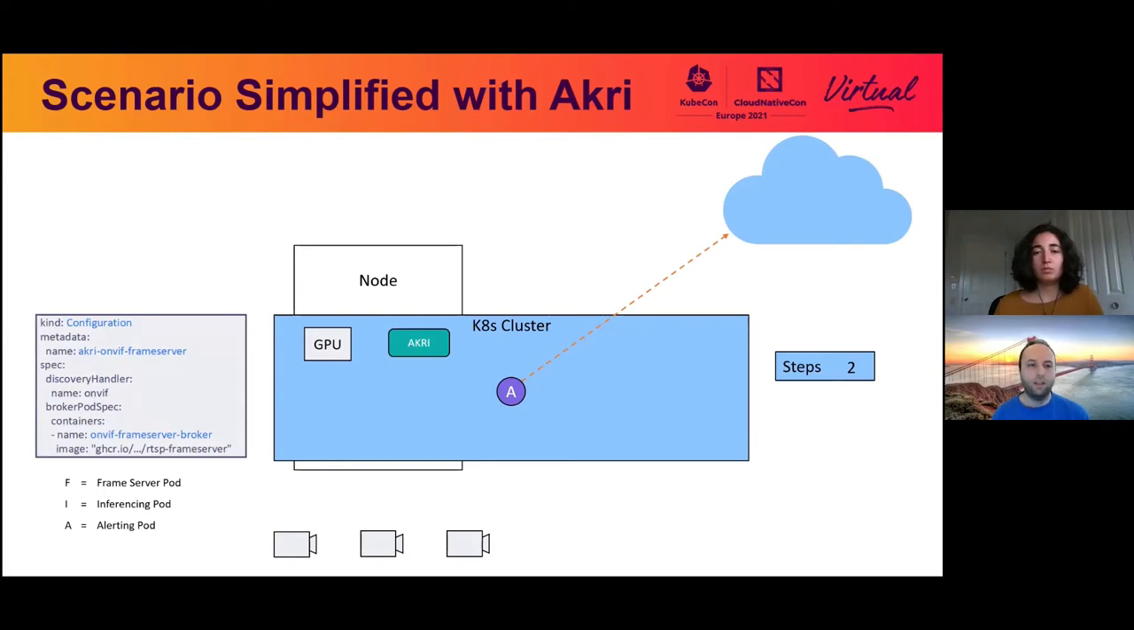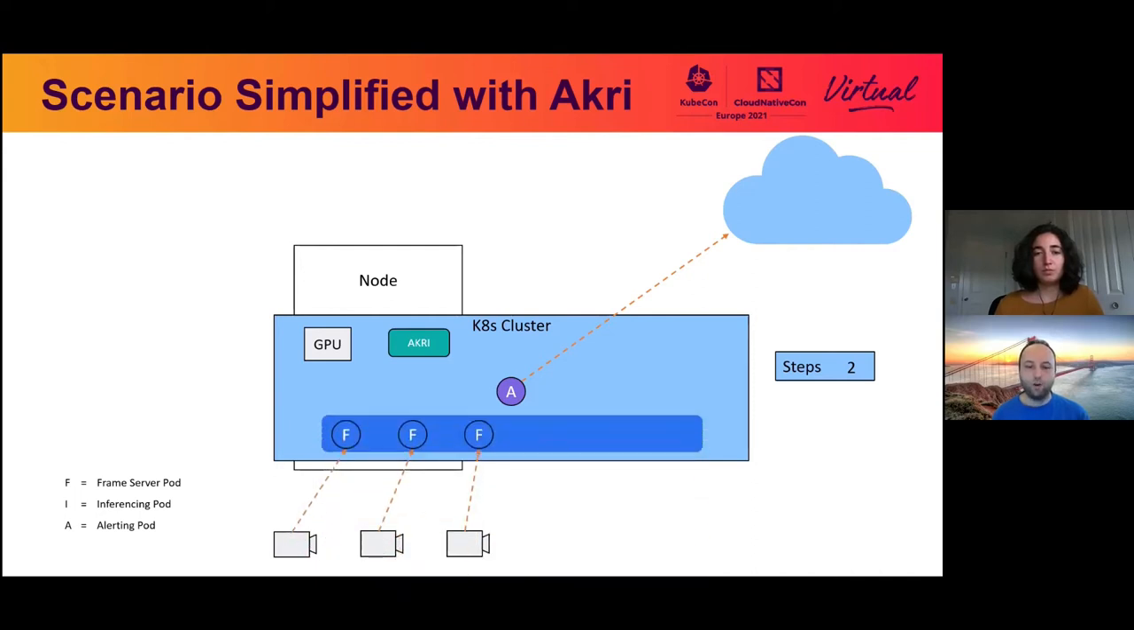And then second, for the plug and play part, you specify the broker you want to deploy that will expose the device into the cluster. Now, in our case, that's the frame server pod. This broker will be automatically provisioned with the configuration to access the individual cameras. In our case, it's an RTSP URL.